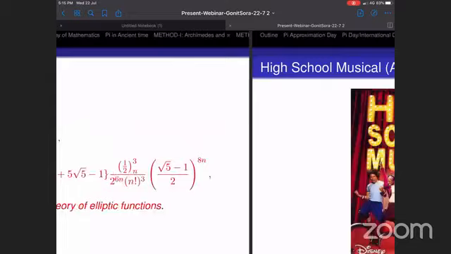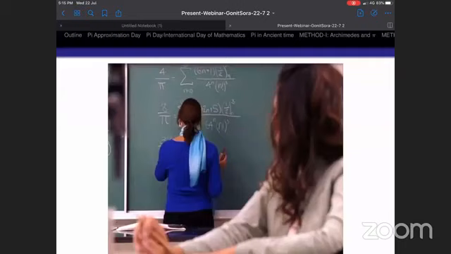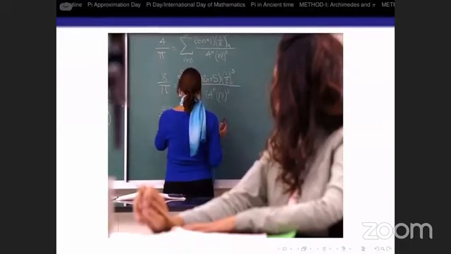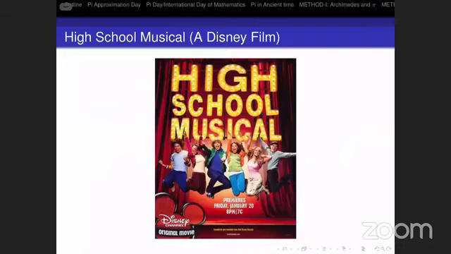And these three series actually appeared in a Disney film called High School Musical. And this is the scene. The teacher is writing the Ramanujan series. You can see that 4 over pi is this, 8 over pi is this, etc. And there is a very bright student, Vanessa Hudson. The teacher was writing 8 over pi in the second series, but actually, in the second series, it was 16 over pi.